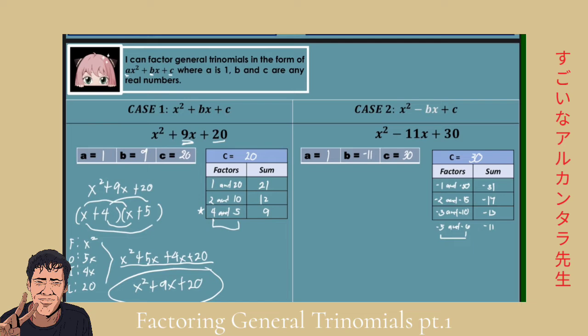So just like earlier, you'll have x squared minus 11x plus 30. So the factors are again two binomials. So for x squared, that is x times x. And then you will use negative 5 and negative 6.